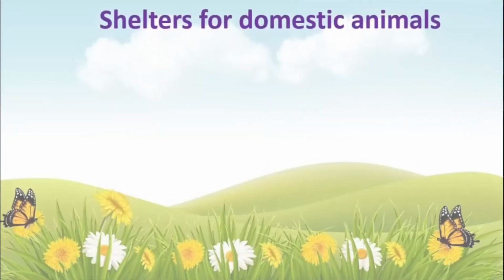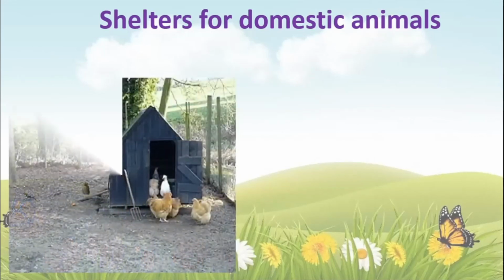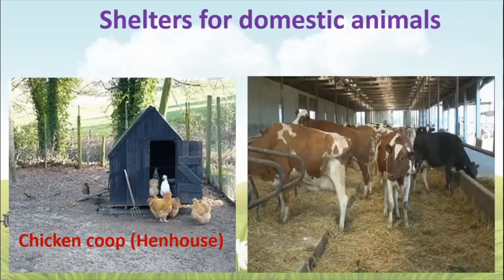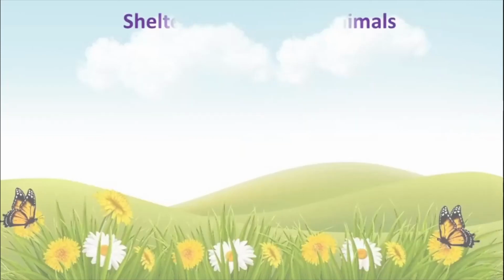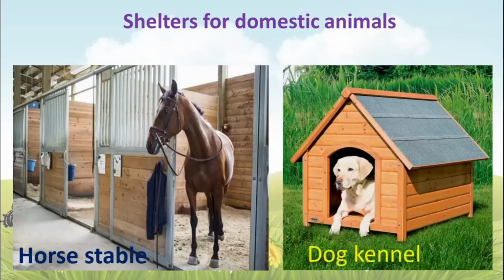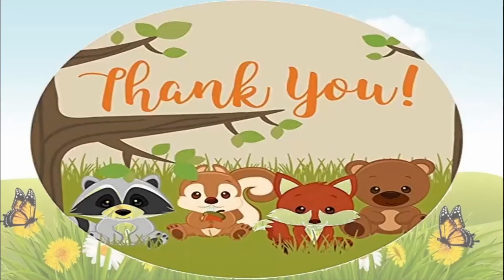Now sometimes, children, there are some animals which we keep at home. Okay, because we love those animals and we make use of them also. For these kind of animals, we build shelters for them. For example, for a chicken or for hens, we make the hen house, which we call the coop. For cows and buffaloes, we make the cow shed. Okay, for horses, we make the stable. And for dogs, we make the kennels.